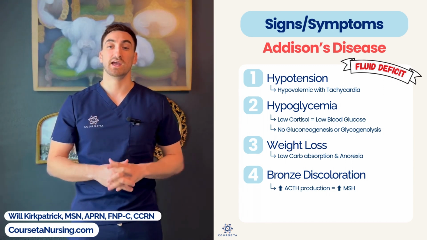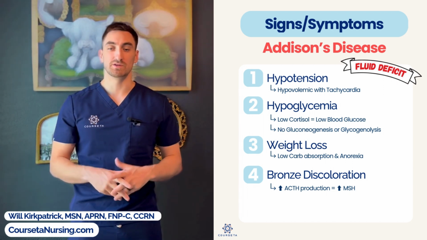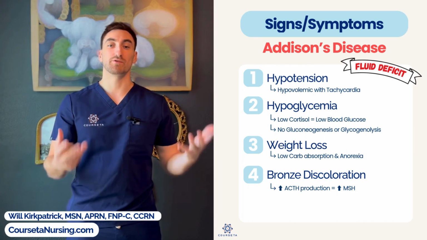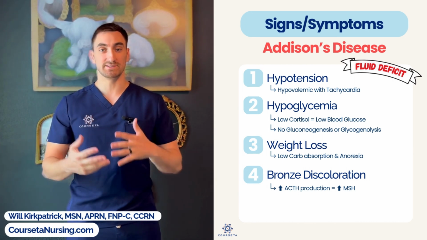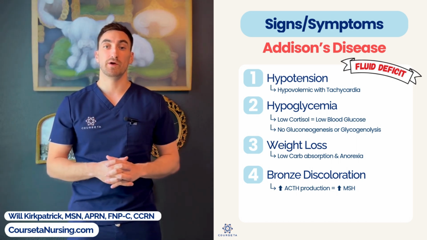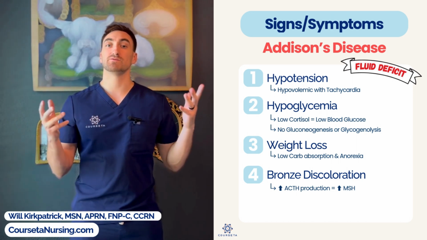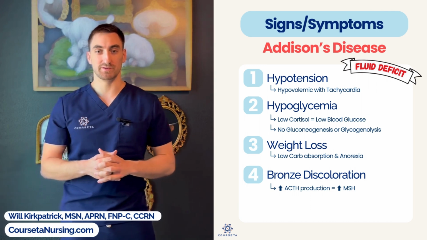And what that does is it increases the production of melanin, which darkens the skin. So we might have some bronze coloration related to Addison's disease, especially if it's primary Addison's disease. So we gave you the big 4 points with Addison's disease. Just make sure you guys remember all the things that could be correlated with those big 4.